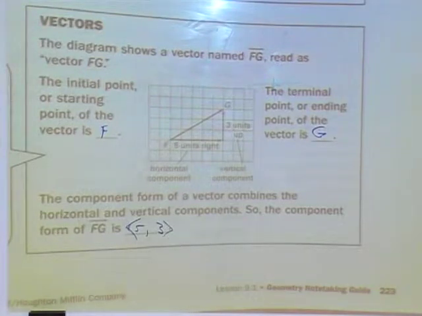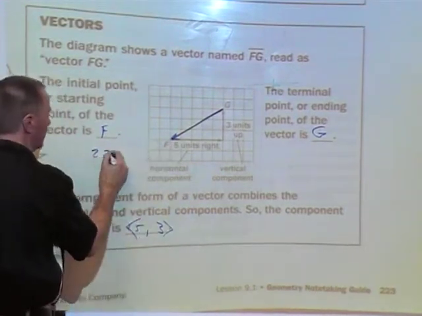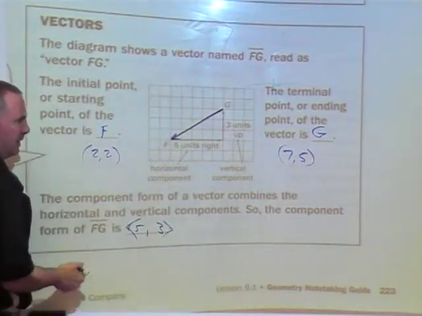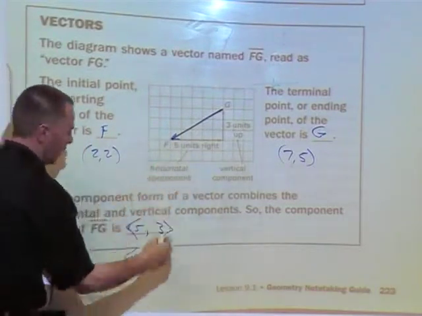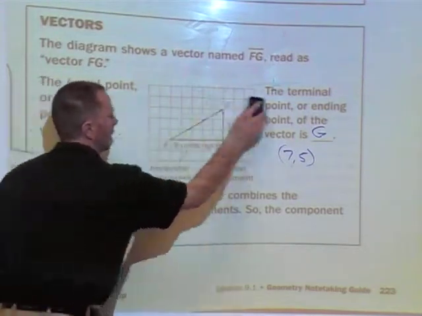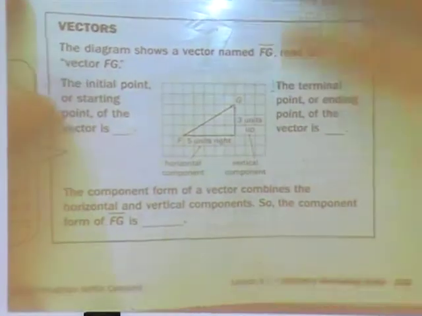If they told you to find vector GF, would it be the same thing, or would it be negative? This is what it would look like. You would take this value, 2, 2, and this, 7, 5. 2 minus 7 would give you negative 5, and 2 minus 5 would be negative 3. Opposite direction. That was above and beyond what you needed for this. Can we draw it more regularly? Yes.